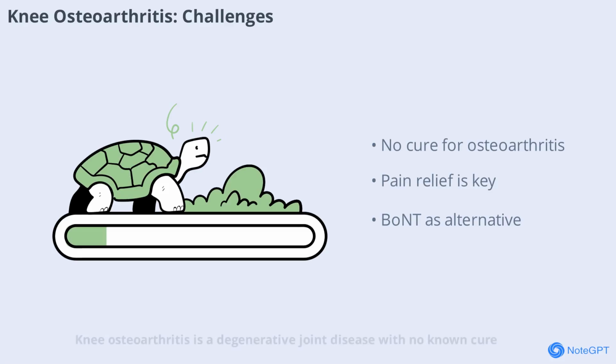Osteoarthritis is a degenerative joint disease with no known cure. The main goals of treatment are to relieve pain, reduce inflammation, and maintain function. When standard therapies like corticosteroids fail, BONT may be considered. Its analgesic and anti-inflammatory effects are attributed to the inhibition of neurotransmitters such as substance P and CGRP. Research has focused on intra-articular injections for pain relief and functional improvement.